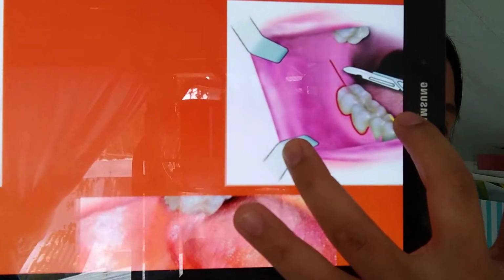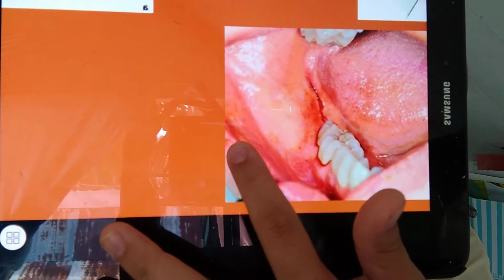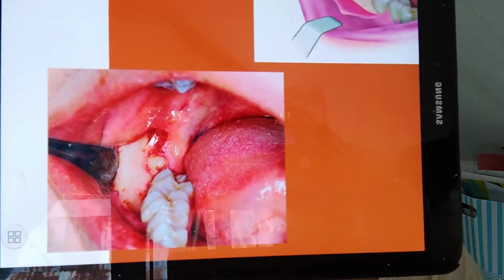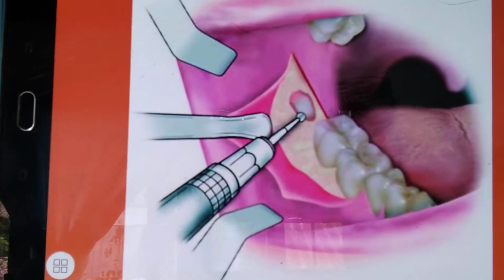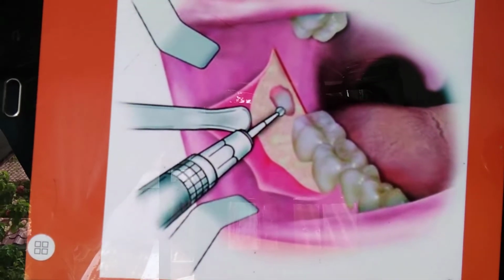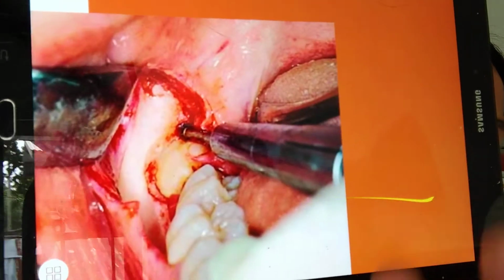So this is the incision and then reflecting of the flap. Then again, the bone covering the tooth is removed using a round burr, and the area is irrigated with a steady stream of saline solution until the crown is entirely exposed.